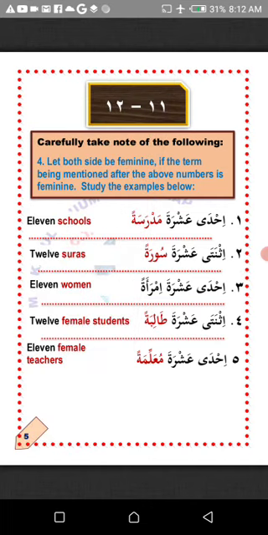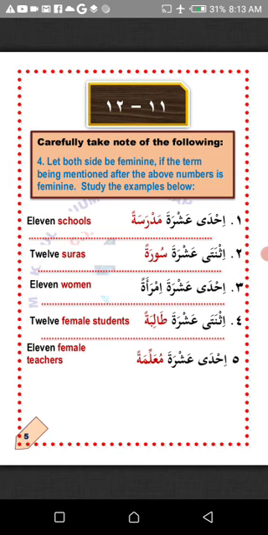If what is being counted is mu'annath, feminine, the two parts of the number must be stated as mu'annath. I hope you understand. Being the opposite of what we discussed just now. Let's try to illustrate using the following examples.